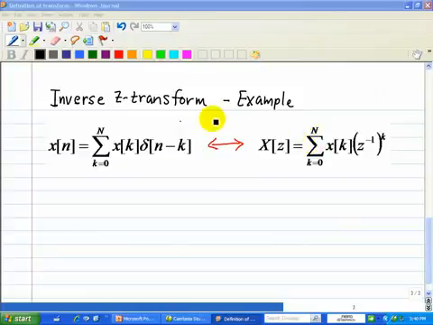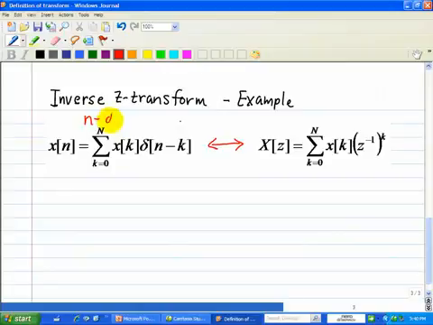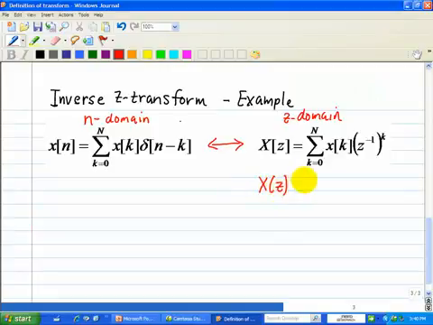So let's consider this inverse z-transform example. Here we have our n-domain description or time domain, and here's our z-domain. And let's say we're given this z-transform. Hopefully you see the pattern now. 1 minus 2 z^-1 plus 3 z^-3 minus z^-5.